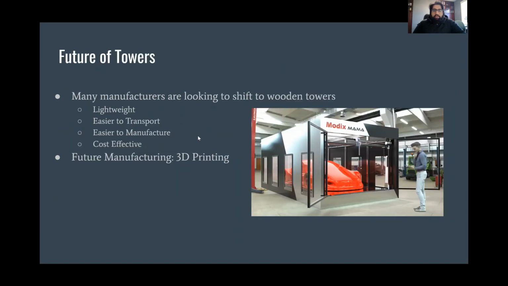In the future, there are many manufacturers looking to shift towards wooden towers because they're lightweight, easier to transport, easier to manufacture, and more cost effective. Basically, the wood is taken on site and assembled there. But if you want to stick to steel, I can see that in the future, maybe in 2050, they can start 3D printing these in their entirety, which will be easier to manufacture as there will be way fewer steps. Once the material is fed, it just 3D prints into the desired shape and dimensions.